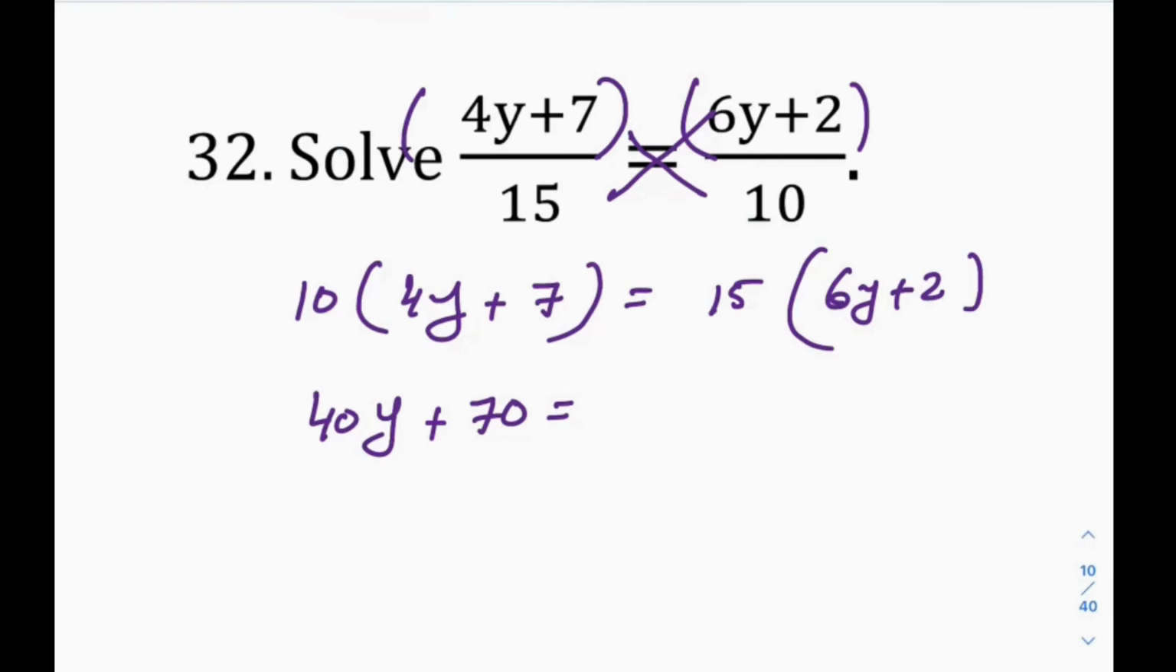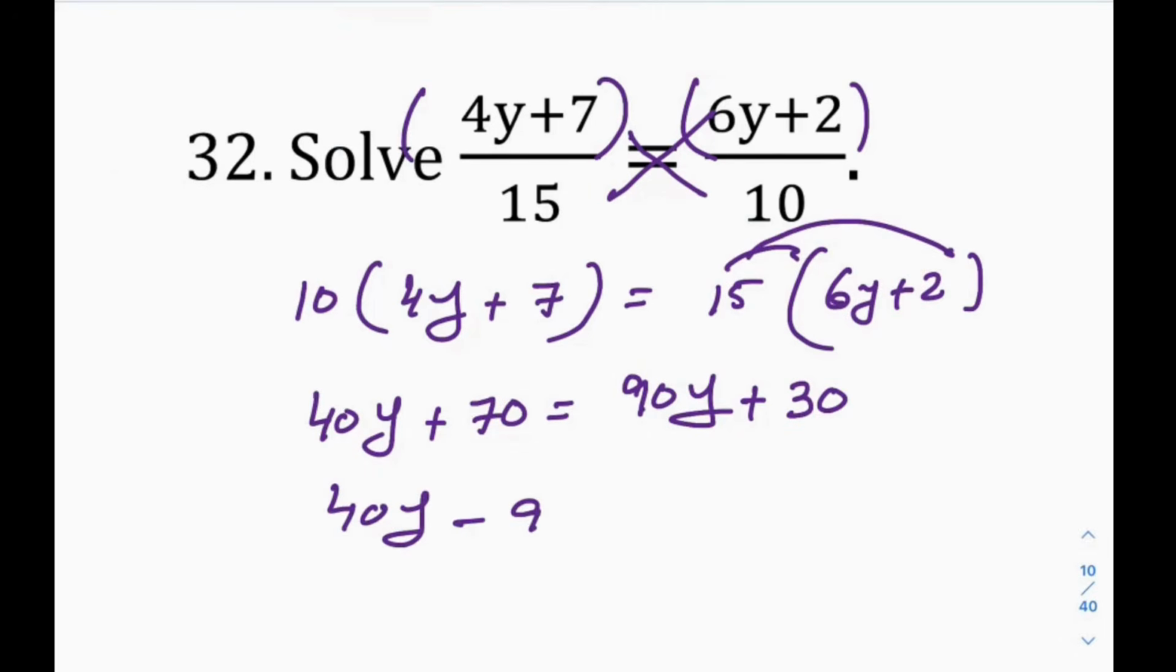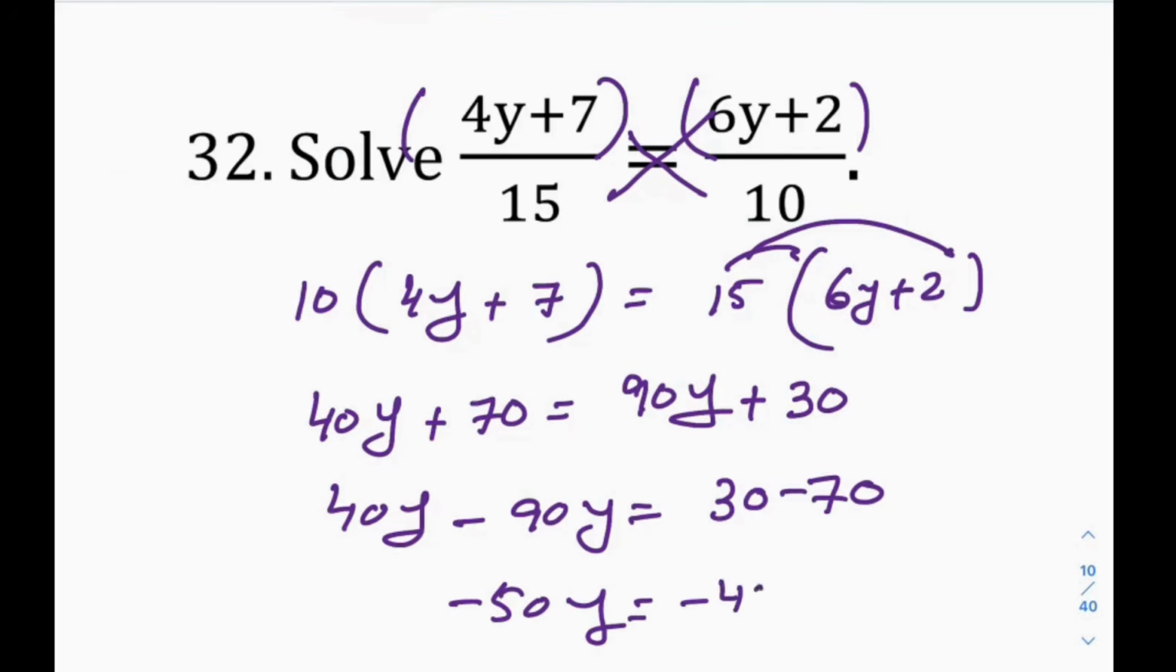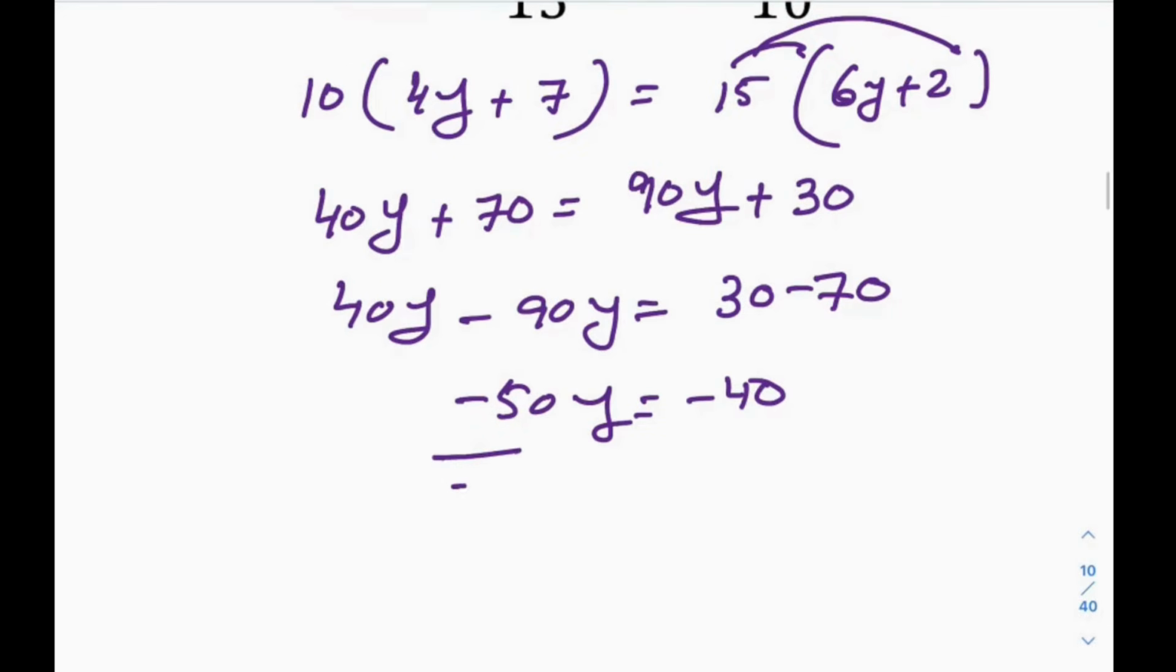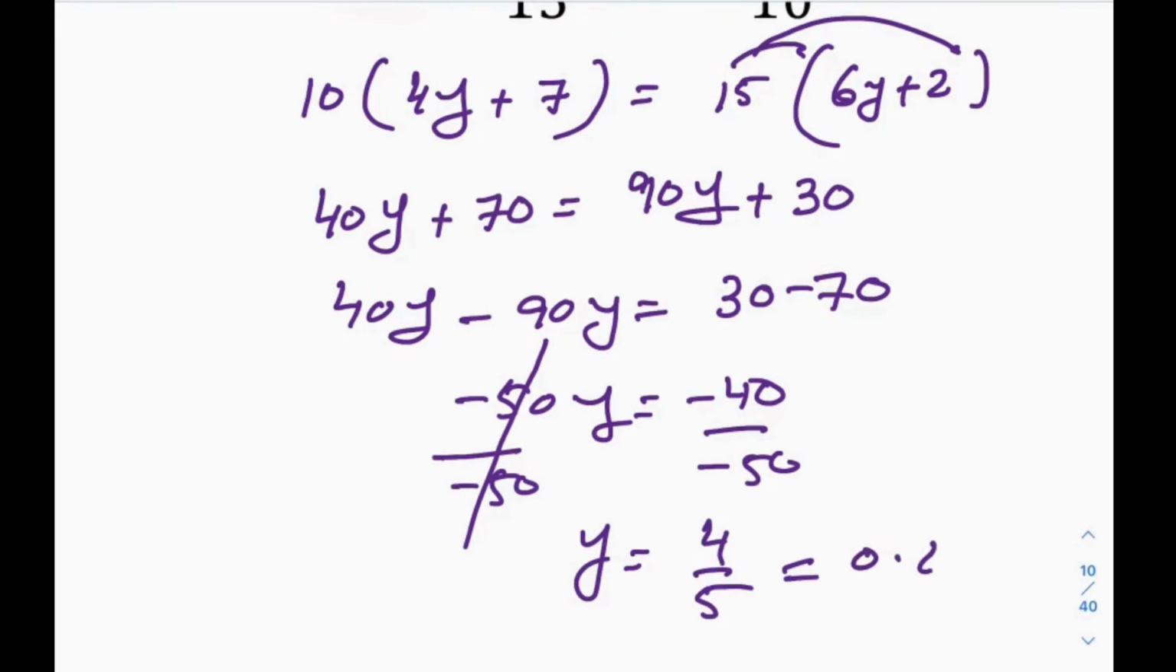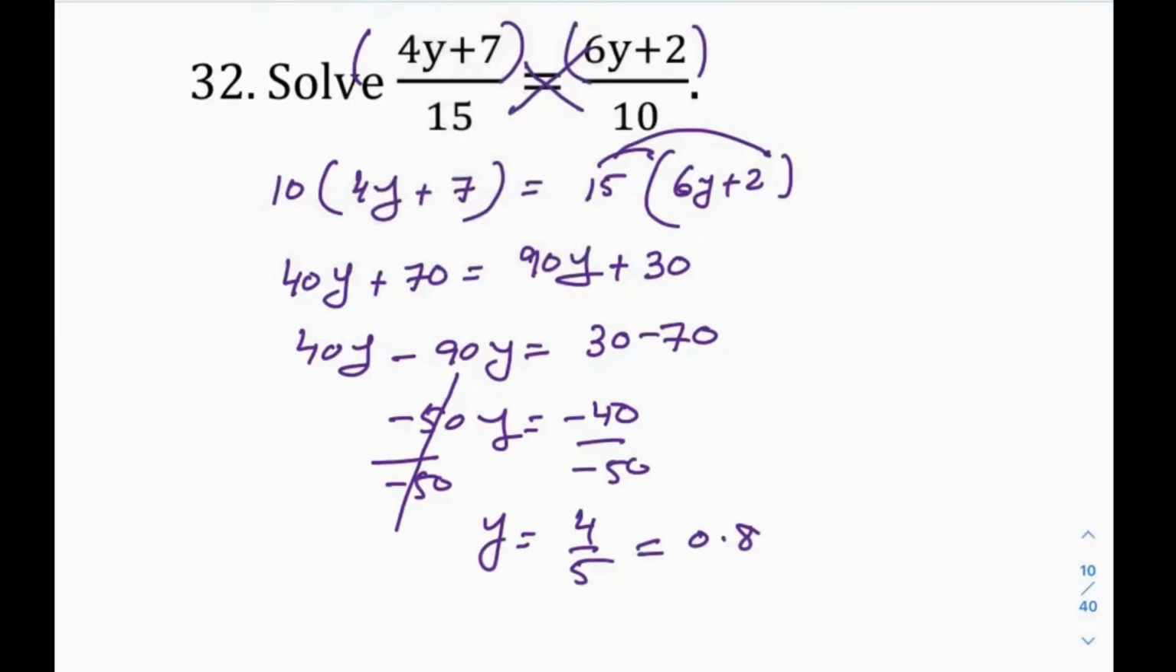Fifteen times 6 is 90, plus 15 times 2, which is 30. And everything will be solving equations again. And then you divide by -50, both sides, 4/5. And it can be written also in decimal form.